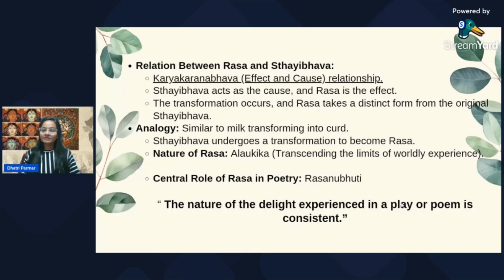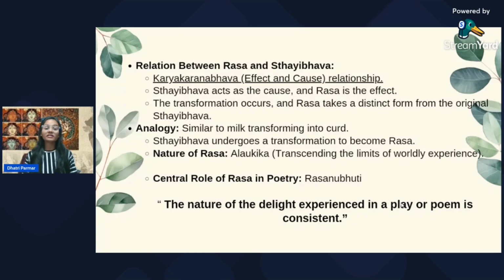The transformation occurs, and rasa becomes distinct from the original sthayi bhava, and that leads to reaching the sublime level. That is what Longinus talks about in his work, the very idea of sublimity, that it drives readers with their emotions. Similarly, rasa is connected like that. The analogy of how bhava and rasa are connected with each other is like milk transforming into curd or sugar melting into milk. So they cannot be distinguished from each other. Sthayi bhava undergoes a transformation to become rasa.